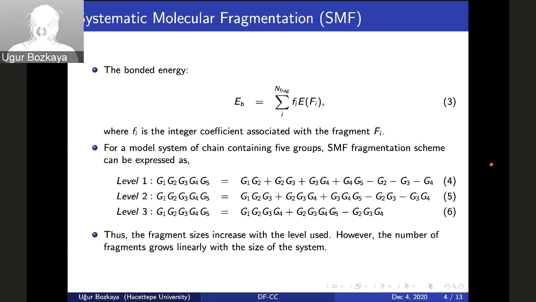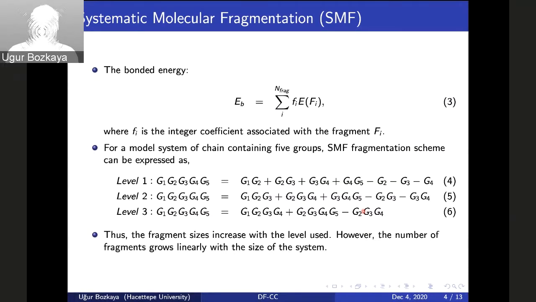For a model system of a chain containing 5 groups, let's say a pentane molecule, the SMF fragmentation scheme can be expressed as this. Here, each G represents a methyl group. So at level 1, we are just combining 2 groups. At level 2, we are combining 3 groups. And at level 3, we are combining 4 groups when we are fragmenting the molecule.